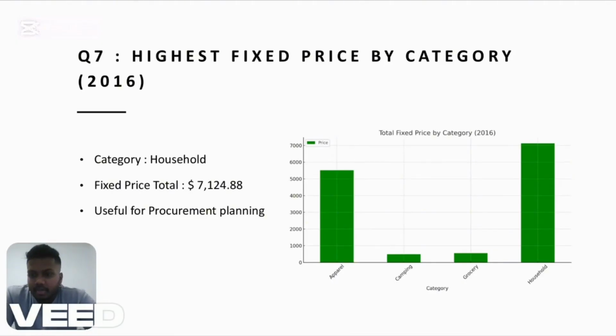In the year 2016, household had the highest total fixed price among all product categories at $7,125. I did this by selecting records from 2016, grouping by category, and calculating the total price.